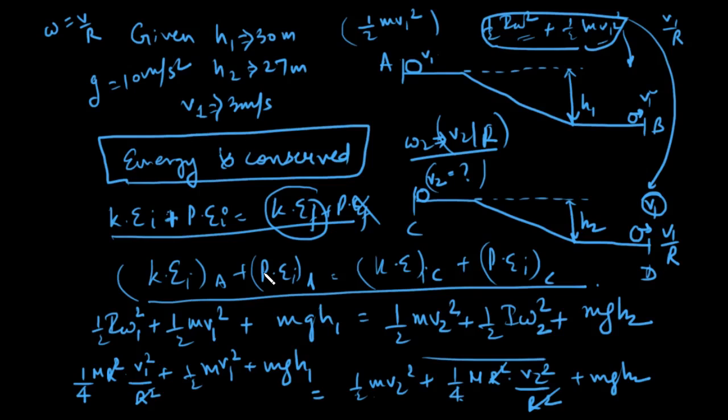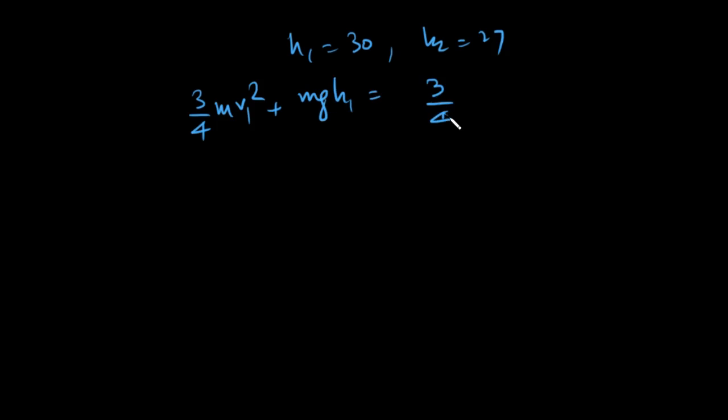And h1 was 30, h2 is 27. So we have here 3 by 4 m v1 square plus mg h1. This would be equal to 3 by 4 m v2 square plus mg h2, right? m gets cancelled out because the disks are the same.